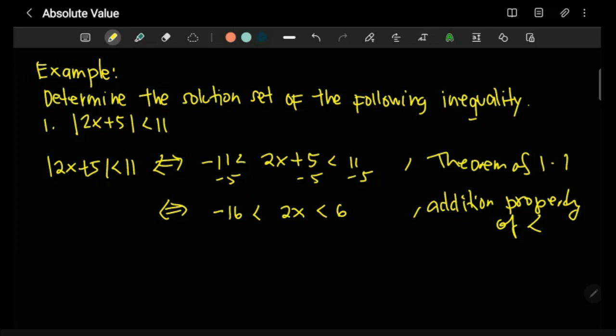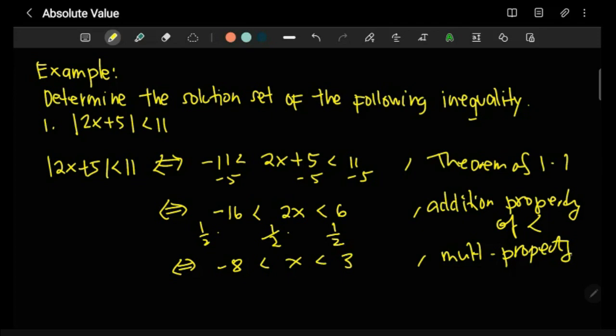Okay. So, again, we can use this time multiplication property, right? You can multiply by 1/2, multiply by 1/2, multiply by 1/2. So, multiply everything by 1/2. So, you have negative 8 less than, what's 1/2 times x? Eh, di x na lang. 6 times 1/2, 3 na lang. So, this time, that's the multiplication property of inequality.